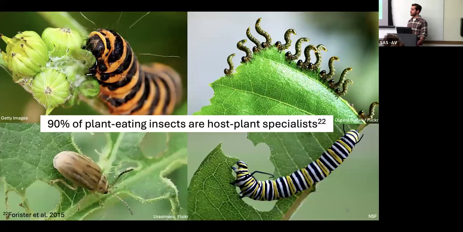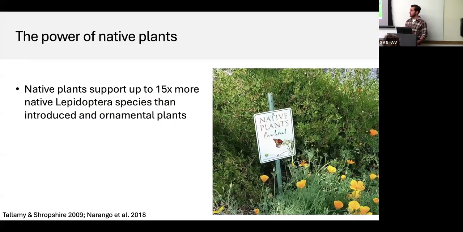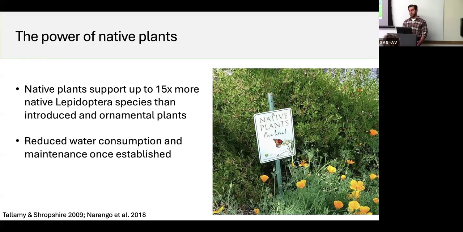But it's not just the monarch. In fact, about 90% of all plant-eating insects are host plant specialists, meaning that overwhelmingly they're only able to rely on just one or a few native plant lineages that they've co-evolved with. And so that underscores why native plants are so important for insects. Some research has shown that native plants can support up to 15 times more native butterfly and moth species than introduced and ornamental plants. Native plants also come with other benefits, including reduced water consumption and reduced maintenance once they're established.